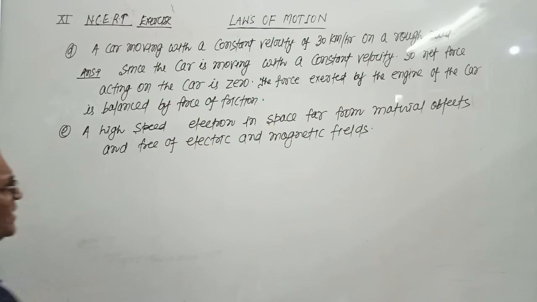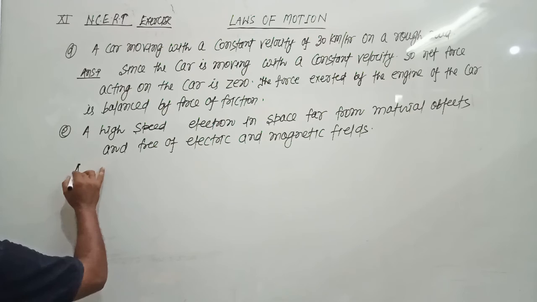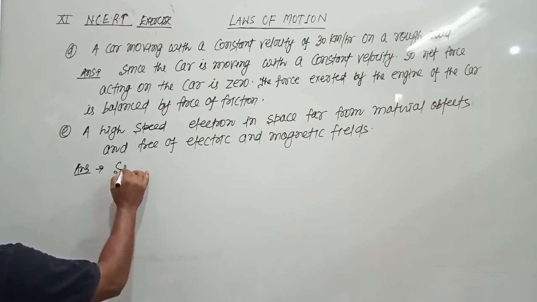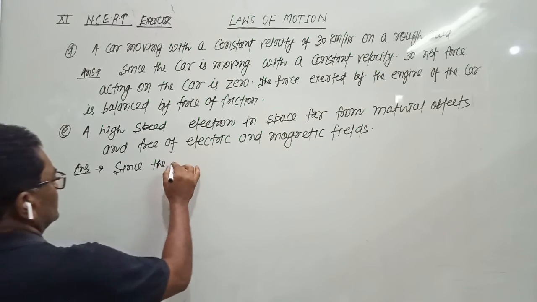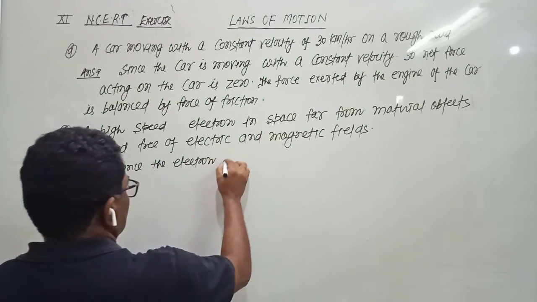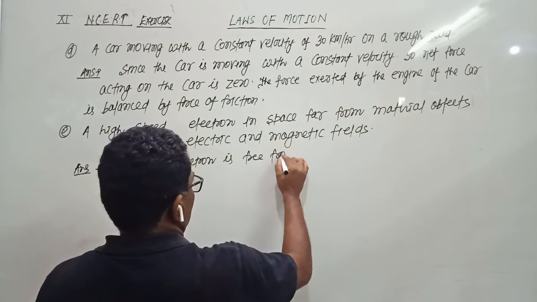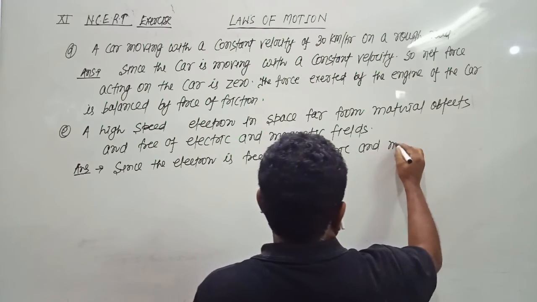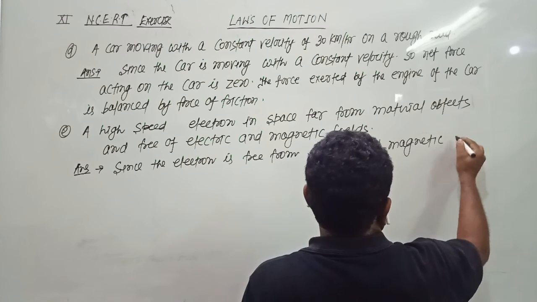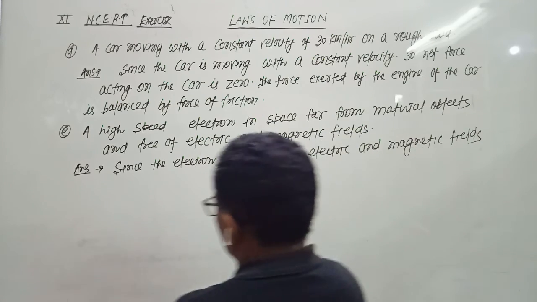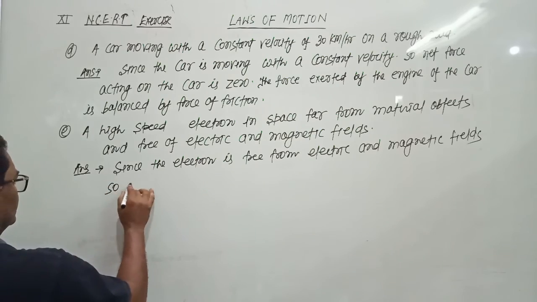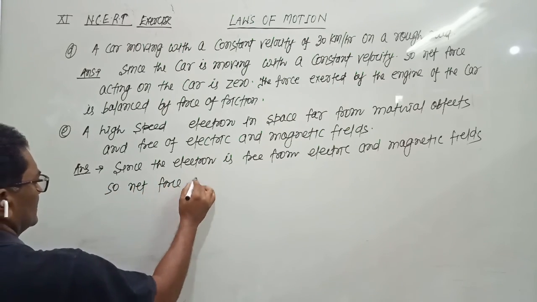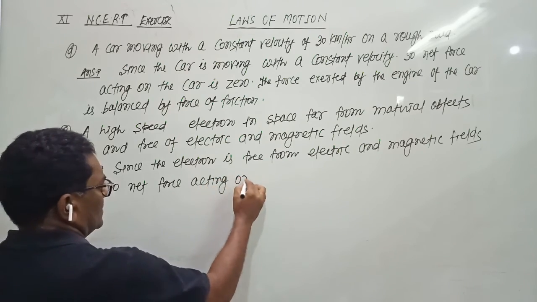So since the electron is free from electric and magnetic fields, the net force acting on it is zero.